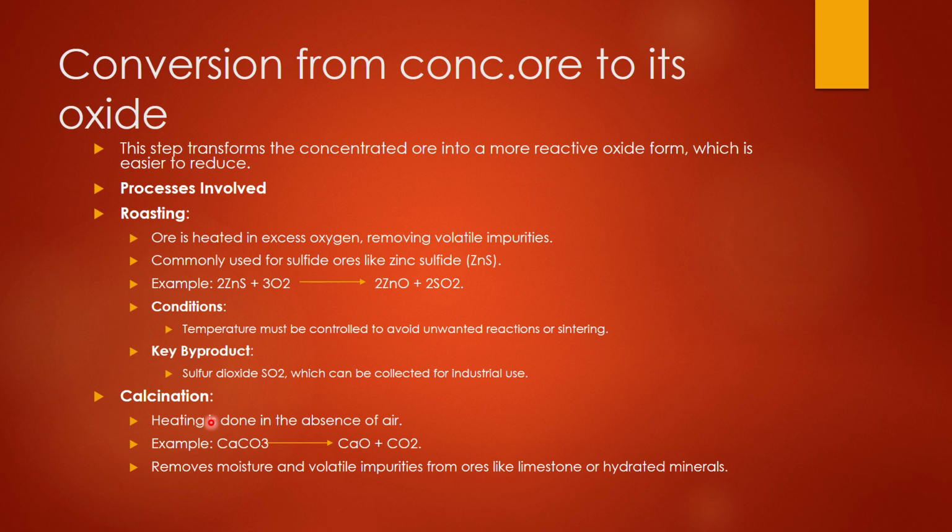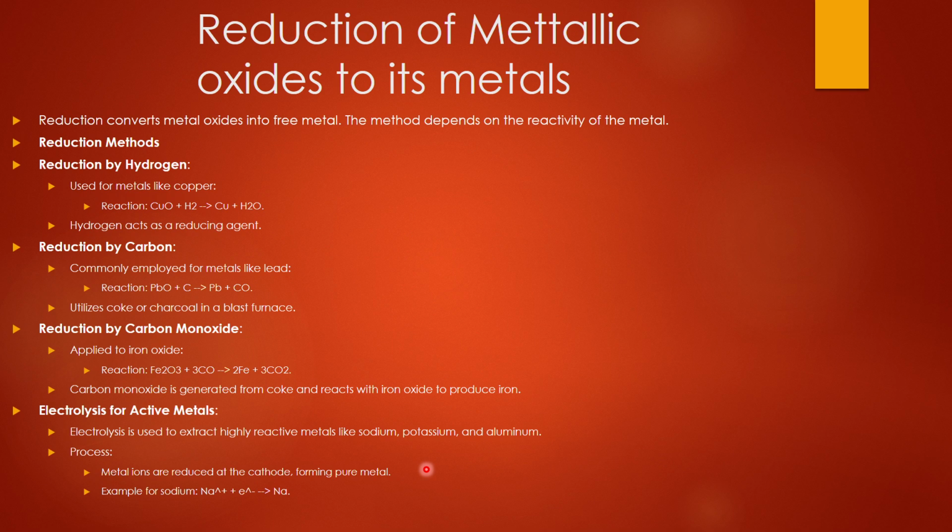Just heat the compound and it will separate into two parts. Like here we are heating calcium carbonate and it is separated into calcium oxide and carbon dioxide. Okay, this mainly removes moisture and volatile impurities from ores like limestone or hydrated minerals. Okay, let's move ahead. Now, next is reduction of metallic oxides to their metals. See, I told you, basic oxides are easier to reduce than acidic oxides.